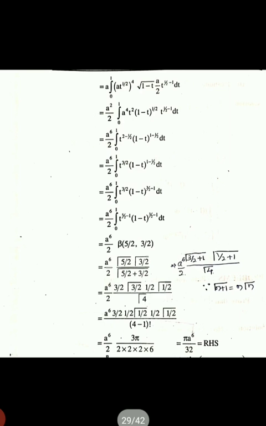A raised to 6 divided by 2 is a constant, take it as it is. See here, 5 by 2 can be replaced by applying the formula gamma n plus 1 is equal to n gamma n. Applying this formula, 5 by 2 can be rewritten as gamma 3 by 2 plus 1, so once again it is 3 by 2 gamma 3 by 2. And gamma 3 by 2 can be written as gamma 1 by 2 plus 1. It is in the form of gamma n plus 1, so applying the formula we get 1 by 2 gamma 1 by 2.